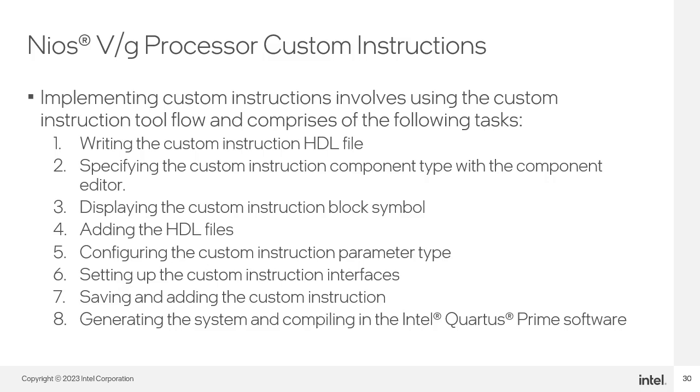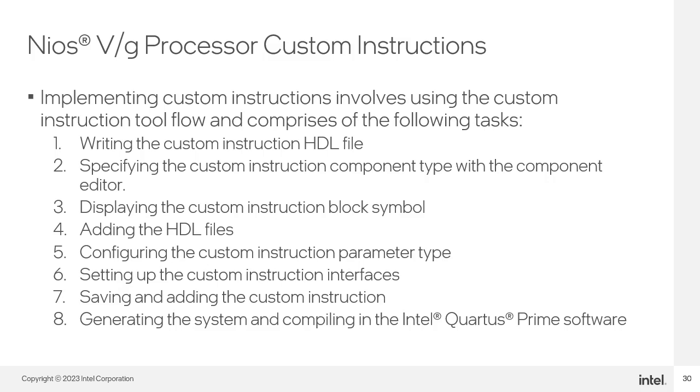Implementing custom instructions involves using the custom instruction tool flow and comprises the following tasks: writing the custom instruction HDL file, specifying the custom instruction component type with the component editor, displaying the custom instruction block symbol, adding the HDL files, configuring the custom instruction parameter type, setting up the custom instruction interfaces, saving and adding the custom instruction, and generating the system and compiling in the Intel Quartus Prime software.